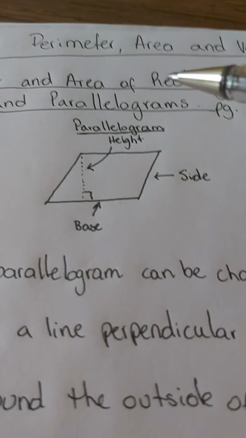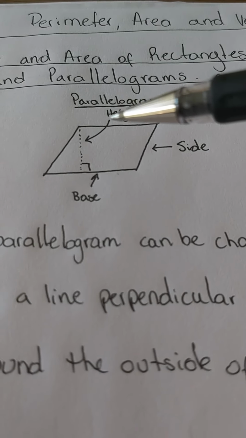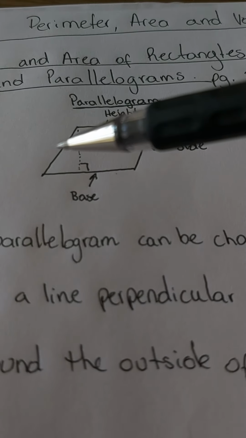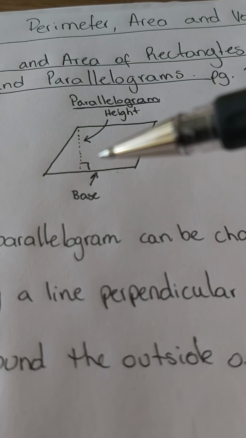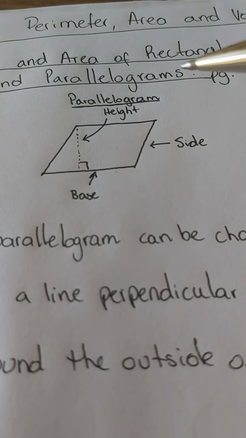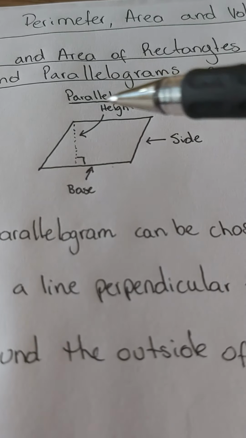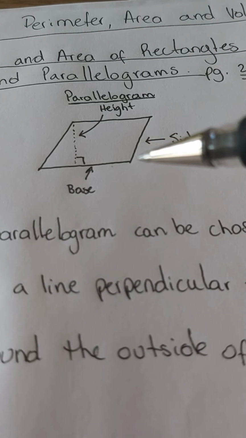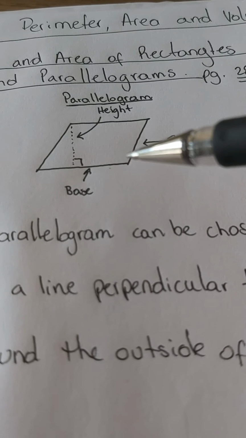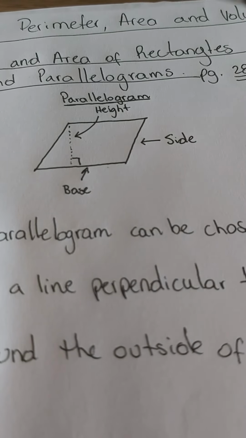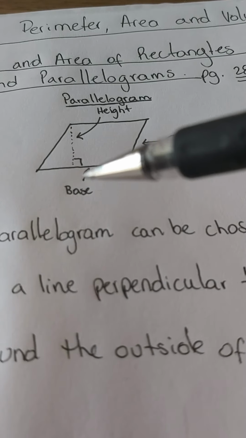Now, for parallelograms, remember, the definition of a parallelogram is a quadrilateral with two pairs of parallel lines. This and this are parallel lines, and this pair are parallel lines. So, again, any side of the parallelogram could be the base. Look, this is a side. So in this case, I selected the bottom side as the base.